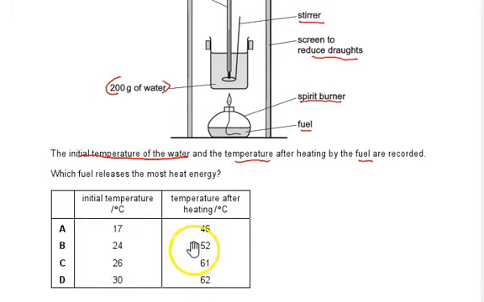So here we have to look at the differences between the temperature after heating minus the initial. So here it will be 46 minus 17, and you are getting about 29. 52 minus 24, you are getting about 28 for the second one. And here you'll be getting about 35 for C. And here's about 32. Okay, these are the differences.